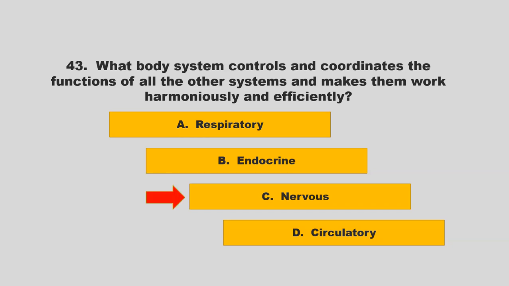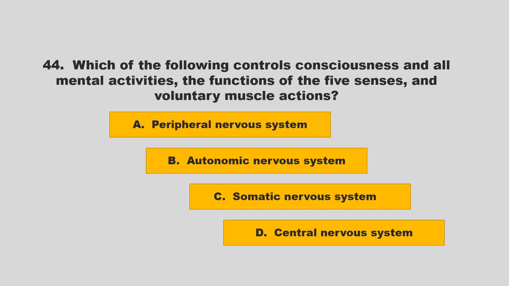If you chose C, nervous, you are correct. Which of the following controls consciousness and all mental activities, the functions of the five senses, and voluntary muscle actions? Peripheral nervous system, autonomic nervous system, somatic nervous system, central nervous system. If you chose D, central nervous system, you are correct.